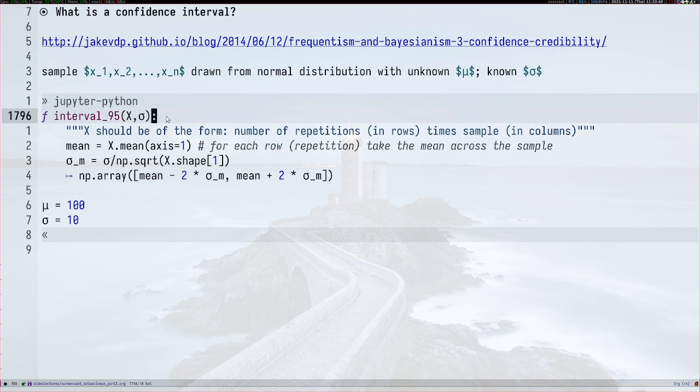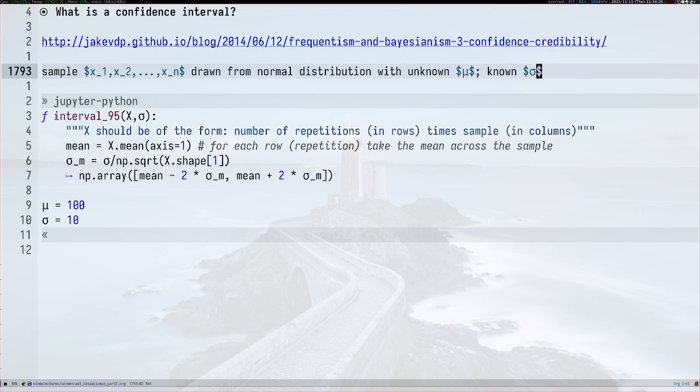In both approaches, we're going to be using a 95% interval. And the way to define that as a function is the same for both intervals, both for the frequentist and the Bayesian approach. So we have a data matrix X, and we have our standard deviation sigma, which we know. This is the standard deviation of the normal distribution from which we're drawing. This data matrix X should be of a specific form. In particular, the repetition of the experiment is going to be done in the rows, and the sample that we draw, below a sample of 9 observations, is going to be in columns.